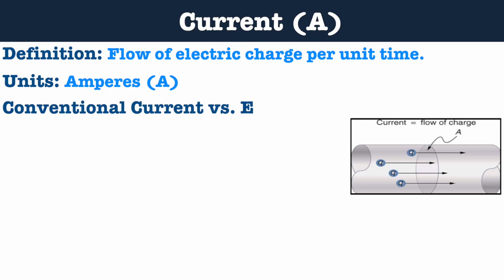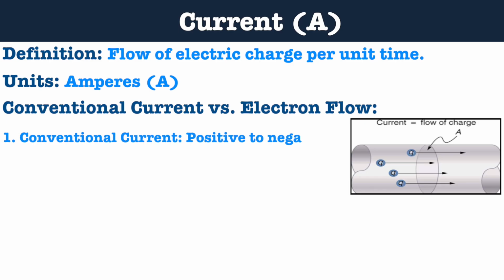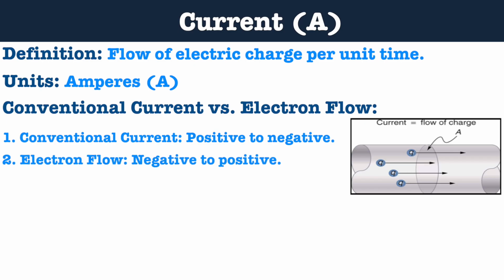Now we will discuss conventional current direction versus electron flow. It is very important to note that historically, current was thought to flow from the positive to the negative terminal in a circuit. This is called the conventional current direction. If we talk about electron flow, in reality electrons flow from the negative to the positive terminal due to their negative charge. So while conventional current direction is from positive to negative, the actual electron flow is from negative to positive.